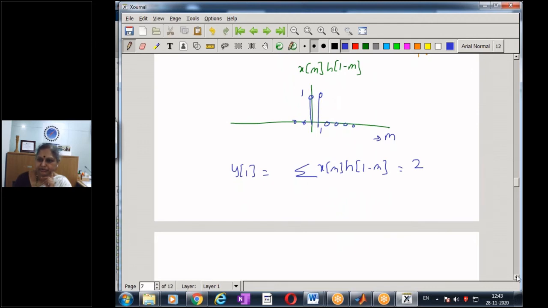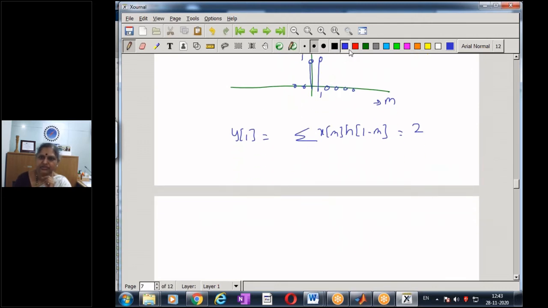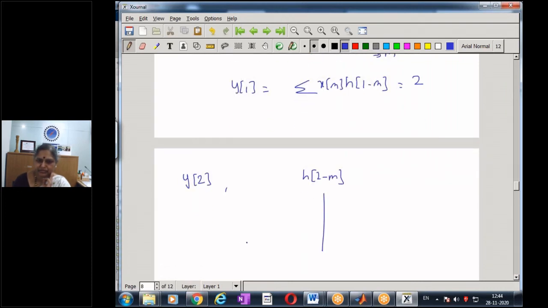Similarly, to compute y of 2, I put n equal to 2. The next step is to sketch h of 2 minus m. And what is h of 2 minus m? It is sketching h of minus m and giving a right shift by 2.